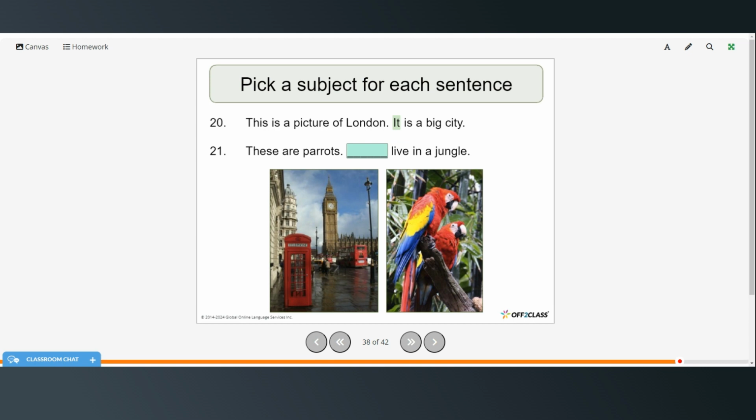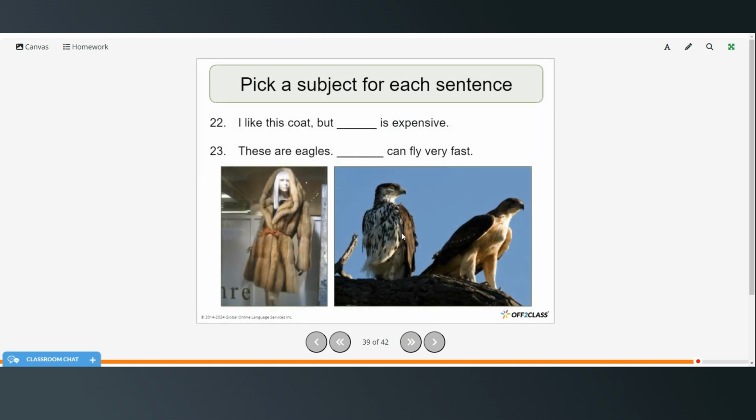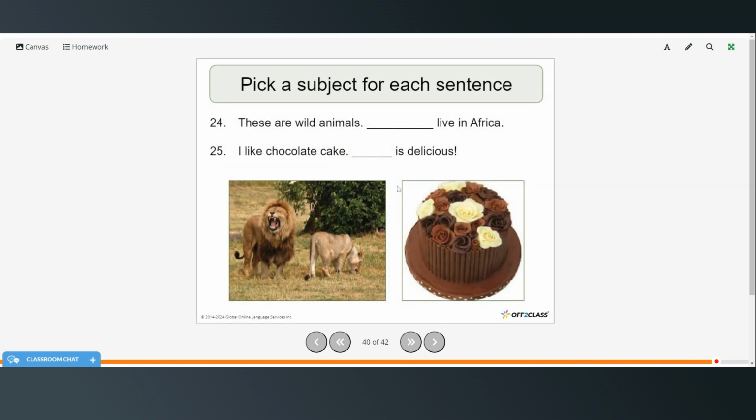These are parrots. They live in the jungle. I like this coat, but it is expensive. These are eagles. They can fly very fast. These are wild animals. They live in Africa. I like chocolate cake. It is delicious.